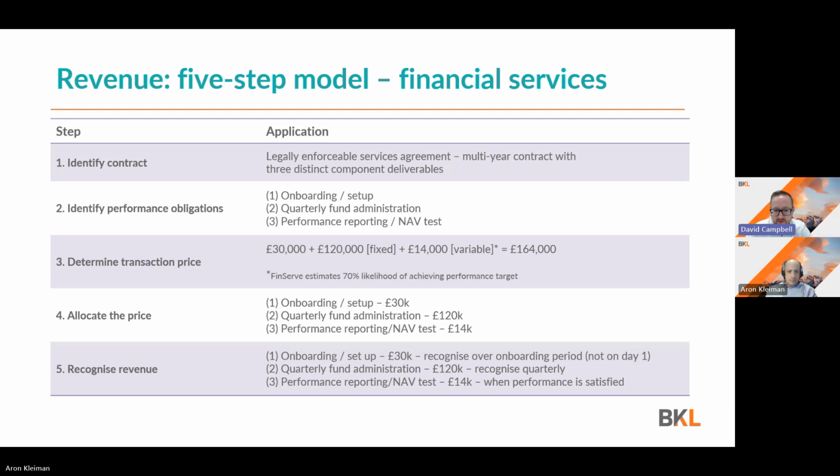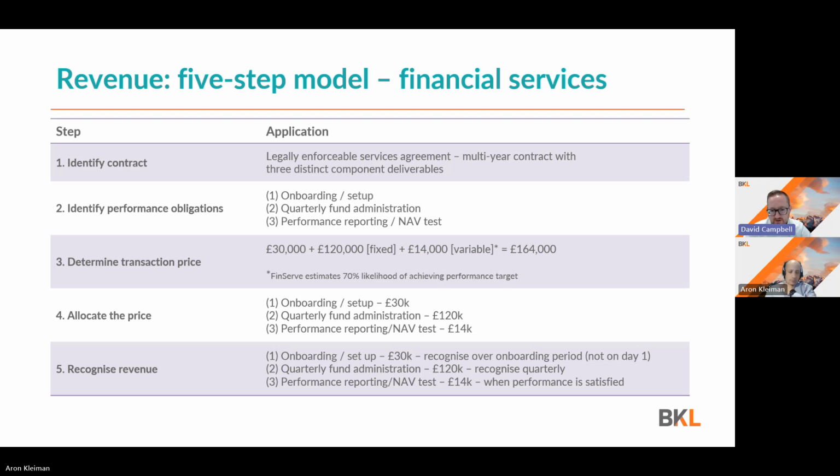So in this example, it's quite a straightforward one. The contract stipulates how much value is attributed to each of those 3 obligations. Some contracts may not. Some contracts may bundle, for example, 1 and 2, and charge quarterly over the 3-year contract for those 2 services together. And in that case, you would have to look at standalone selling prices for those 2 distinct obligations and allocate the transaction price based on those standalone values.